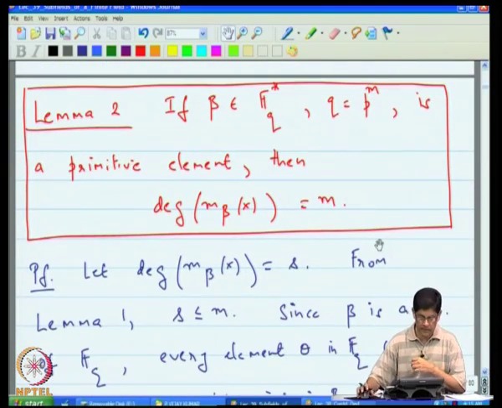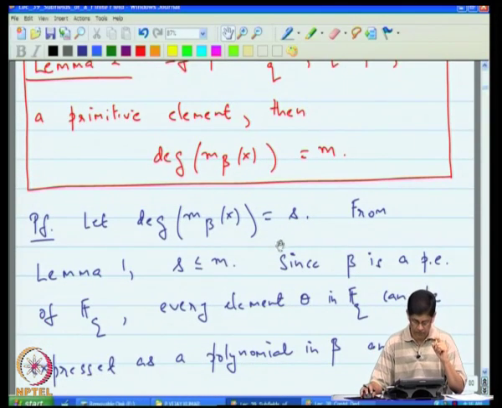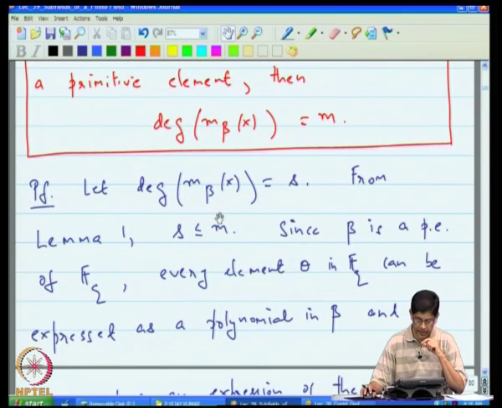On the other hand, here is another lemma which says that if this particular element beta is a primitive element, it is not just a non-zero element, it is a particular kind of non-zero element. That means every non-zero element in the finite field is a power of this beta. In this particular case, you can actually assert that the degree must be exactly equal to m. What is it that makes the difference? Let us say that the degree of the minimal polynomial of beta is s. Now, we already know from the earlier lemma that s is less than or equal to m.